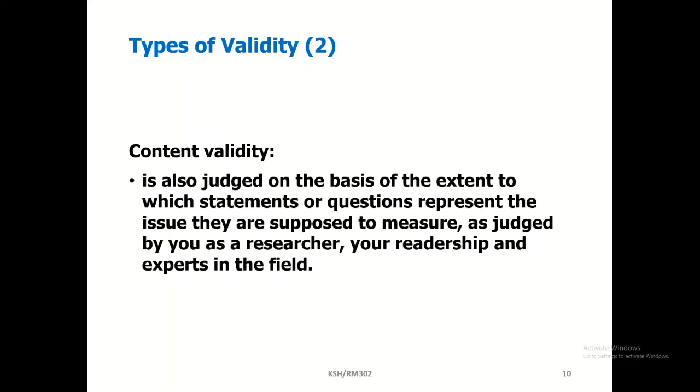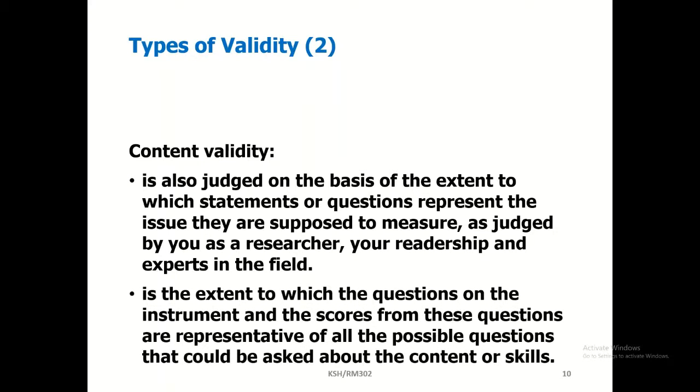Now let's look at the second type of validity, which is content validity. Here we focus on the content of our research instrument. Usually, this content includes questions or statements that we have on our, for example, questionnaire. And all these items must measure the concept we are exploring. Who judges this? 3 types of people: we, the researchers, our respondents and readers, and experts in the field, especially those knowledgeable about instrument construction.